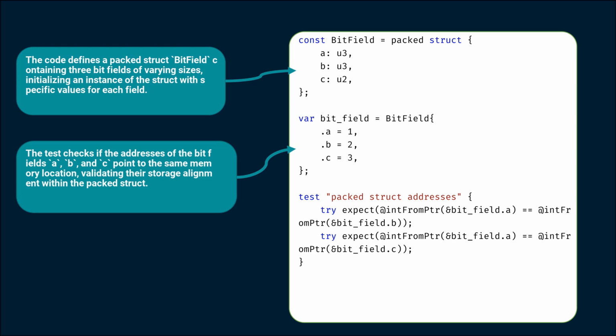We create an instance of bitField named bitField, assigning values to each of these fields. The real intrigue comes in the test case named packed struct addresses, where we can explore the memory addresses of these fields directly. By using pointers to access their addresses, we can verify that A, B, and C overlap in memory, demonstrating the essence of packed memory representations. This overlapping is double-edged. Although it saves space, it necessitates a deep understanding of how the fields interact to avoid unexpected behavior. Understanding these nuances equips you with the knowledge to effectively utilize packed structs in real-world applications.